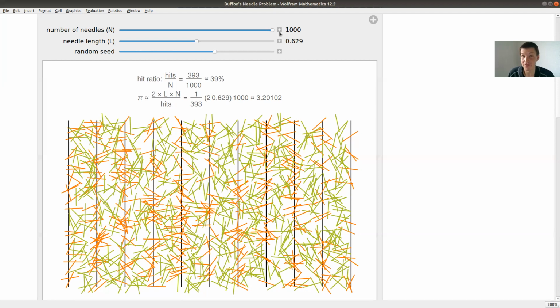You can do this, by the way, and some people have done it. I will add a link in the description. In real life, you just have to build it and really throw needles and count. That's the only thing you do.